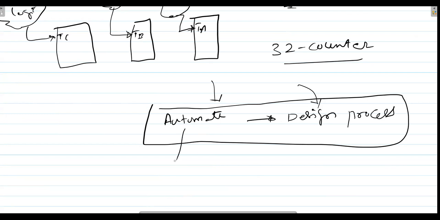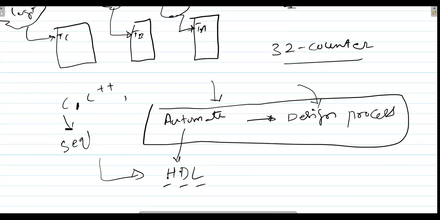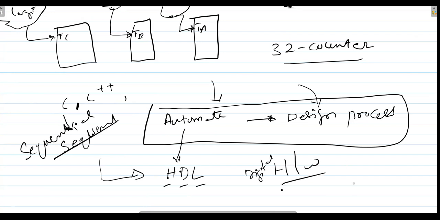So people came up with a language called HDL, Hardware Description Language. C, C++ languages were already existing, but why is there a need for another language? The answer is, these languages are sequential in nature. But digital hardware is not in a sequential order.